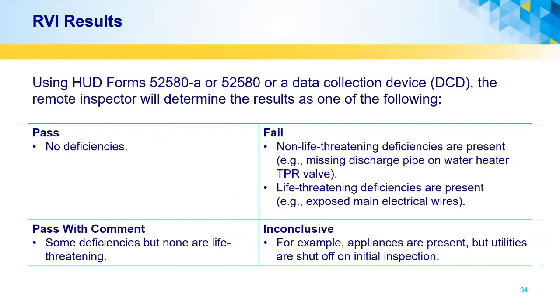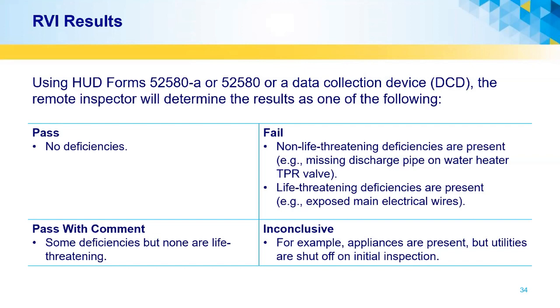And we finally get to the end of the inspection with the overall results. After the inspection is completed, we'll have one of 4 categories: pass, pass with comment, fail, or inconclusive. Pass, as you know, means there are no deficiencies. Pass with comment means some deficiencies, but none are life-threatening. Then we have fail rating. We have 2 types, non-life-threatening and life-threatening.